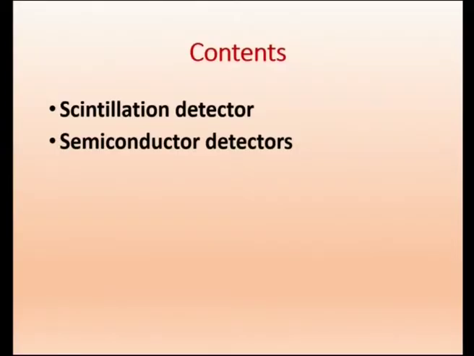Welcome to UGC lecture series in physics. We shall continue with nuclear and particle physics. We have been discussing types of detectors used for detection of nuclear radiation. Now we shall continue with one more detector. So we shall be discussing two things today: scintillation detector and semiconductor detectors. Scintillation detector we have only just one type, and semiconductor detectors we have several types.